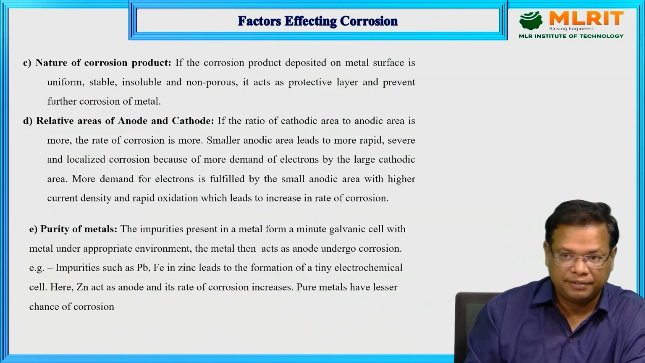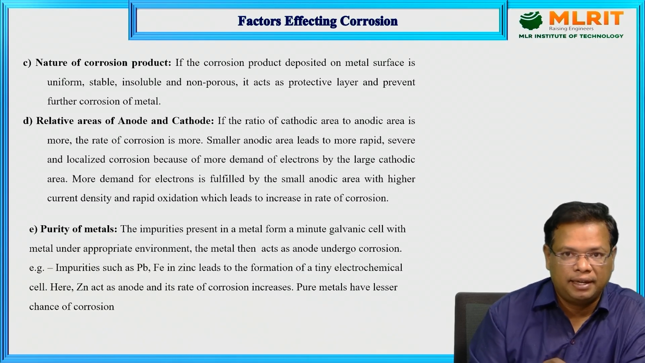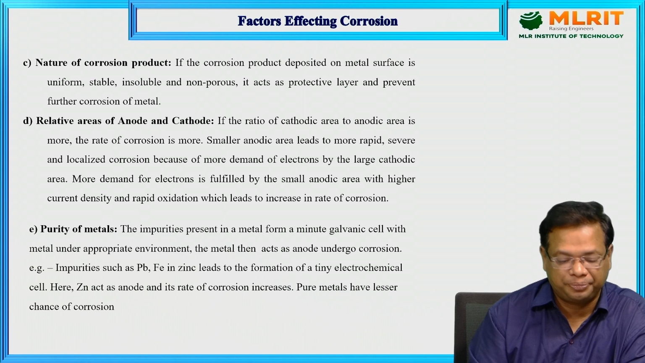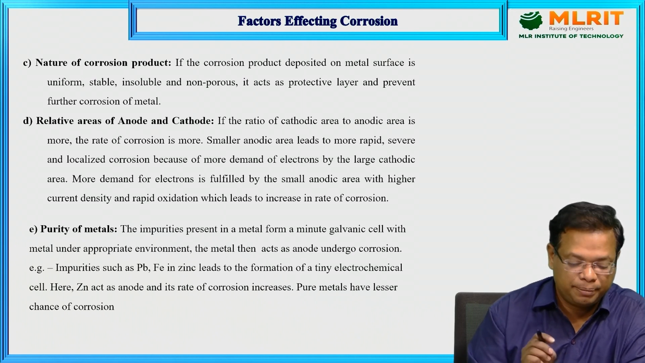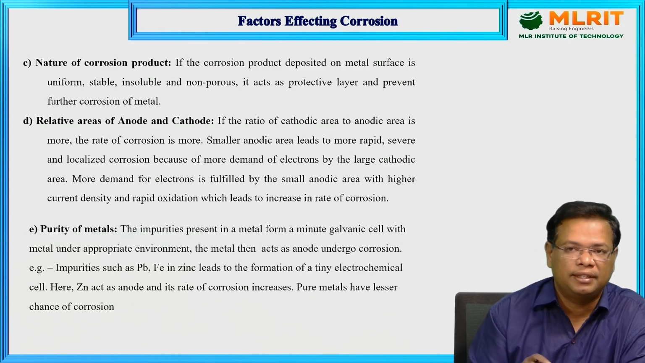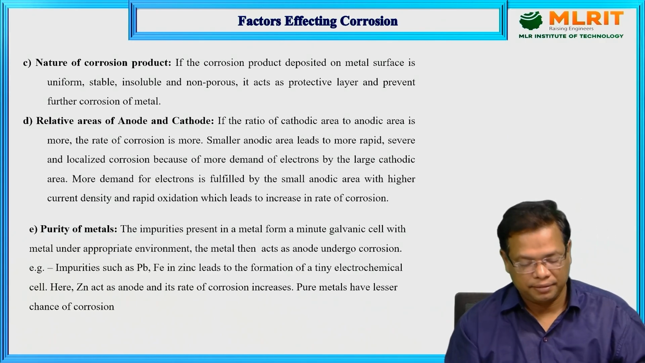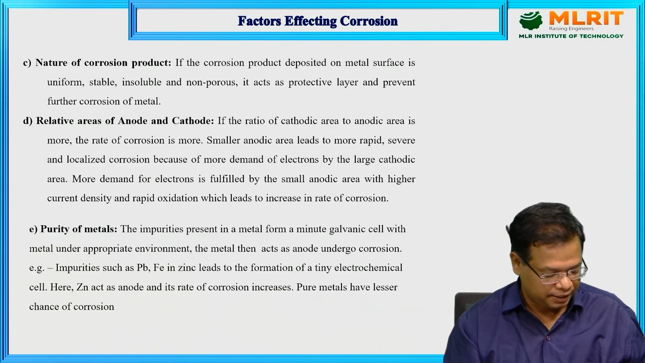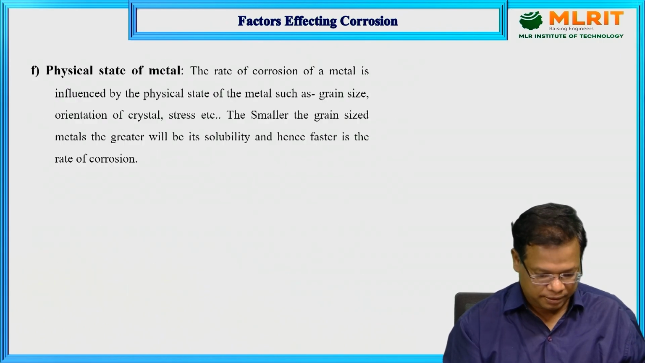Because it's very pure, the energy needed to remove the electrons from that pure metal is very high. Whereas alloys, metals mixed with some other metals, lose their electrons very easily and form the anodic part and cathodic part very easily. So the pure metal is always a very strong metal which cannot corrode very easily due to the high energy needed to release the electrons.